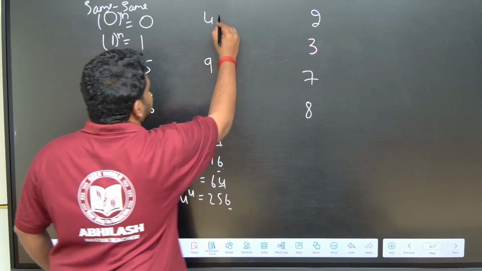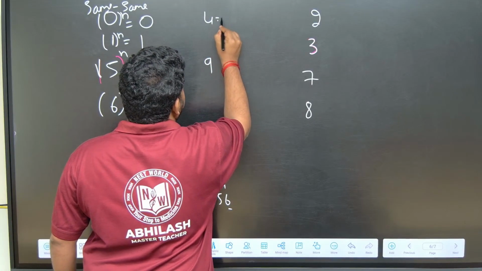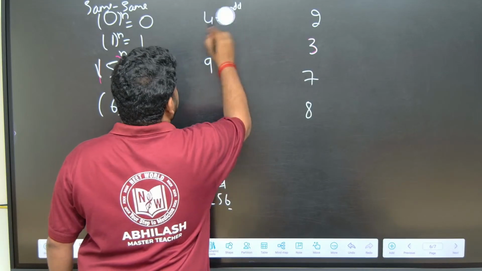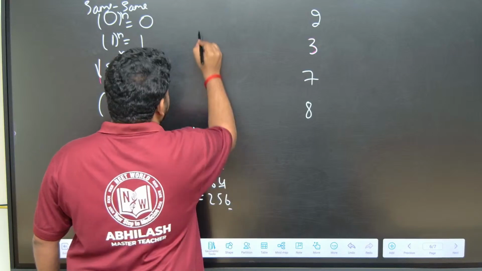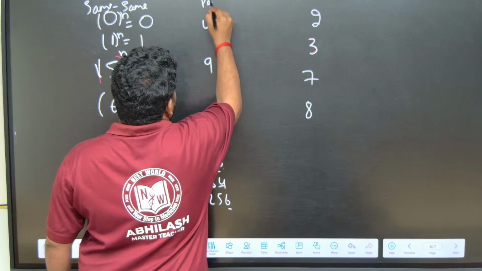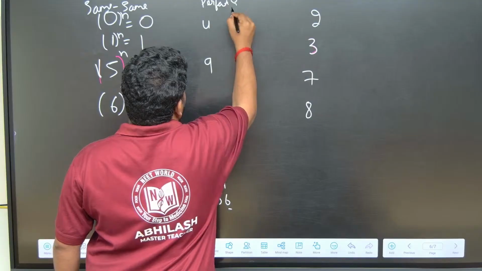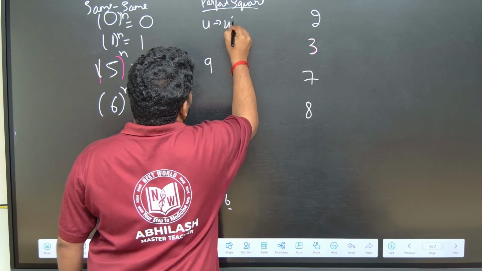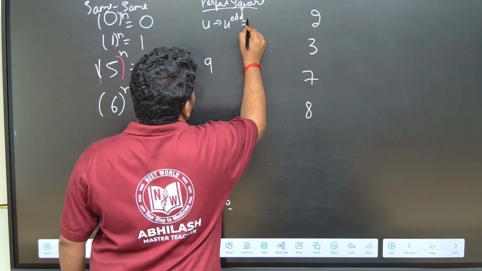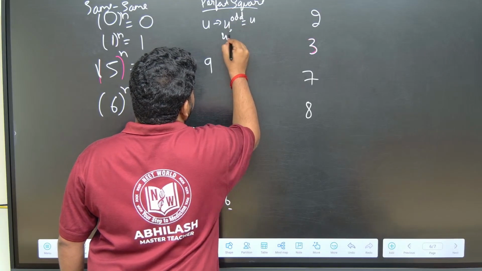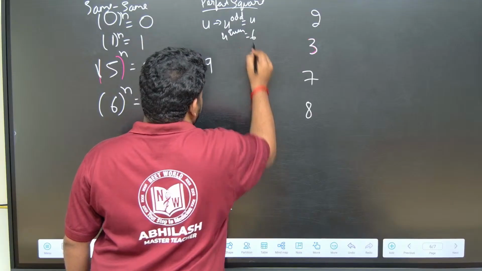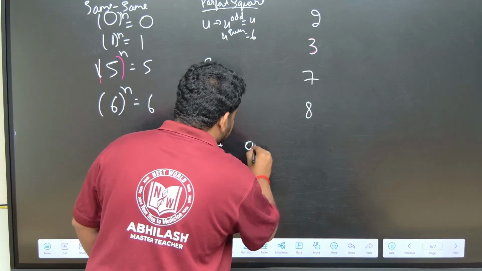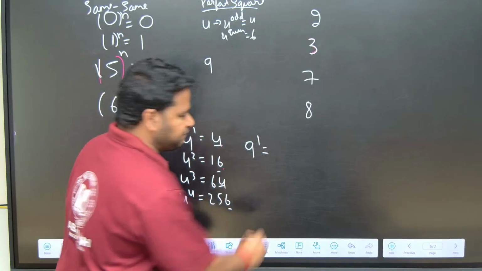So I can write it as 4 to the power of odd. This is what kind of numbers? 4 and 9. They are perfect square numbers. So 4 to the power of odd is nothing but 4. 4 to the power of even is nothing but 6. So similarly, let us see for 9. So 9 to the power of 1 is 9 itself. Okay.